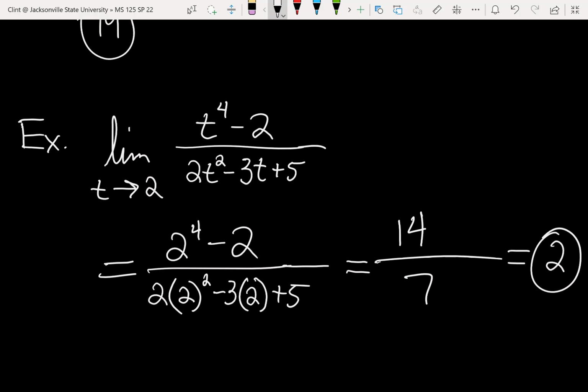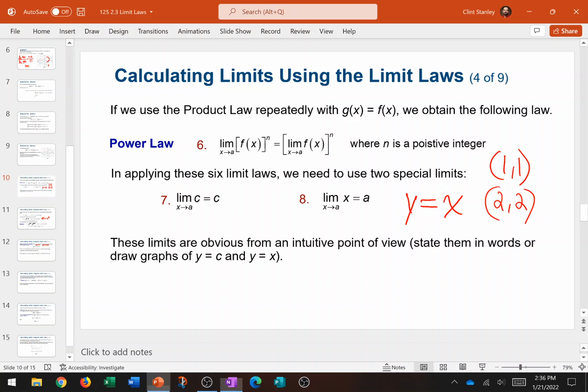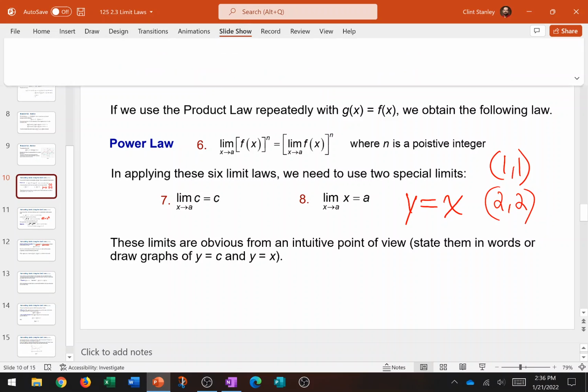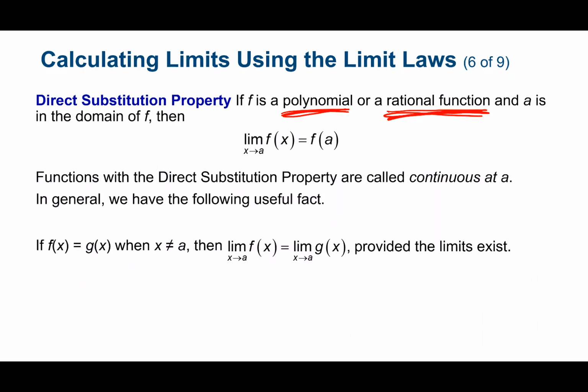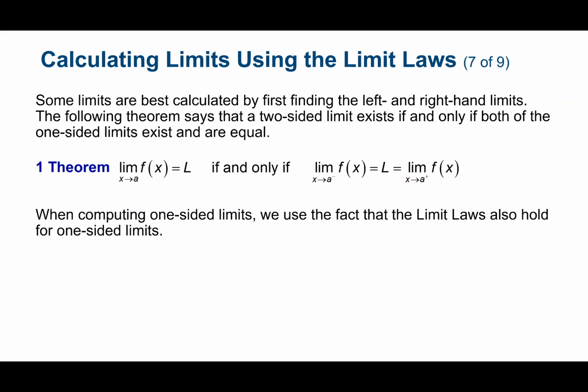All right, we'll come back and do some more examples, but let's finish our slides up here. Direct substitution. Sometimes we'll get in a situation where the easiest way for us to figure out the limit, the two-sided limit, is for us to think about the limit from the left and the limit from the right separately.